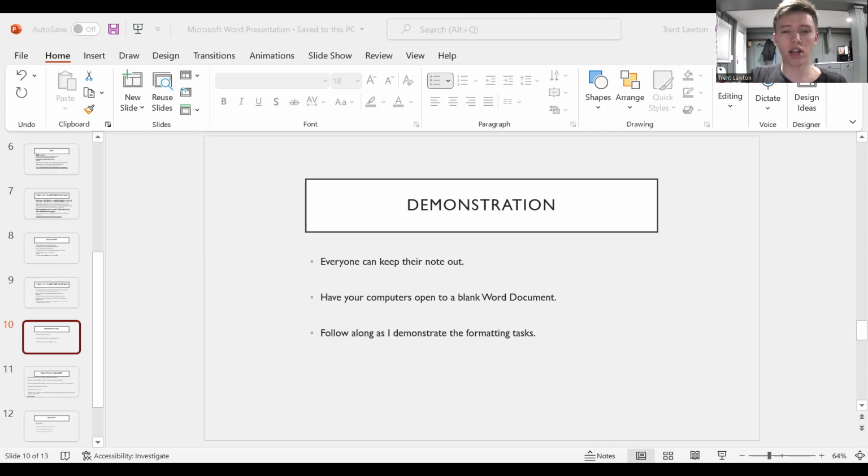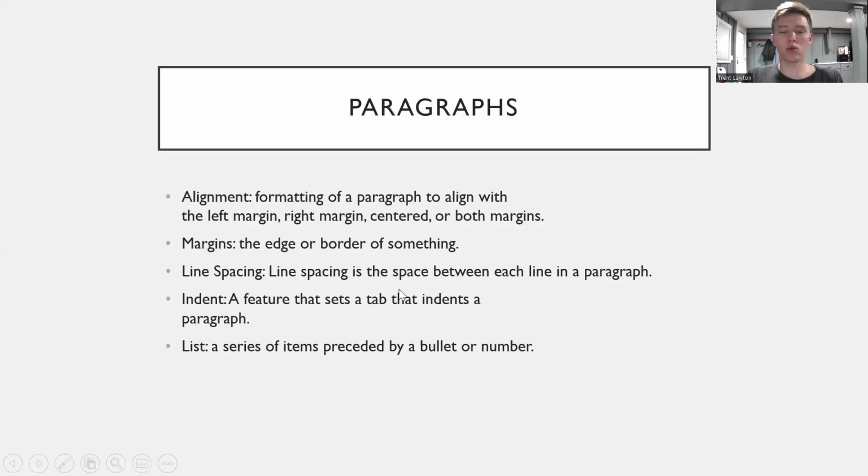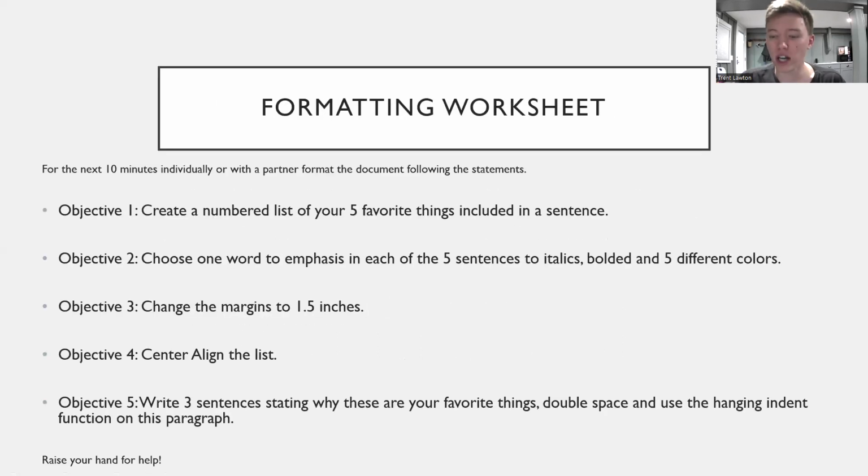So now after that demonstration, I'm going to go back to our PowerPoint. And you guys are actually going to use these tools that we just learned and cover all these objectives on your Word document. So I want you to open up Word to a new document. First, I want you to create a numbered list of your 5 favorite things, but included in a sentence. So like I use basketball, you'd say, I like basketball, maybe in a sentence. For objective 2, you're going to choose one word in that sentence to emphasize in each of those 5 sentences.